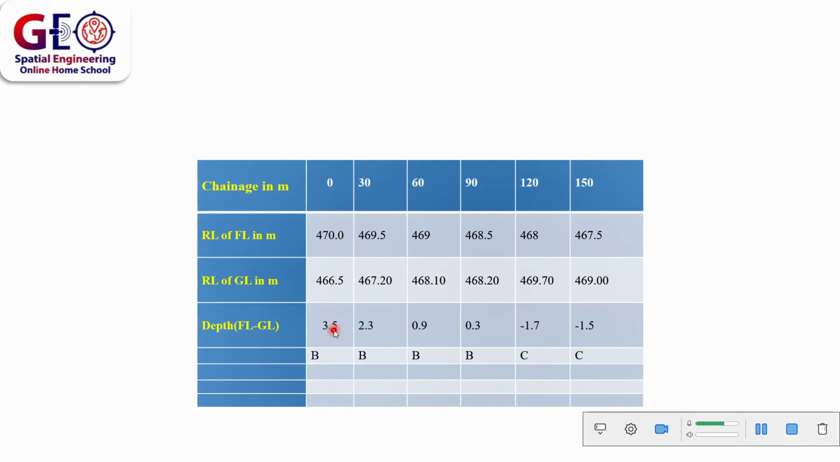So we are going to see that at chainage 0, we are going to do banking. Banking, that is filling. At chainage 30, we are going to do banking. Chainage 60, banking. Chainage 90, banking. Then from chainage 120, we have a minus. That means we have to cut. At chainage 150, we have a minus 1.5. That means we are going to cut.